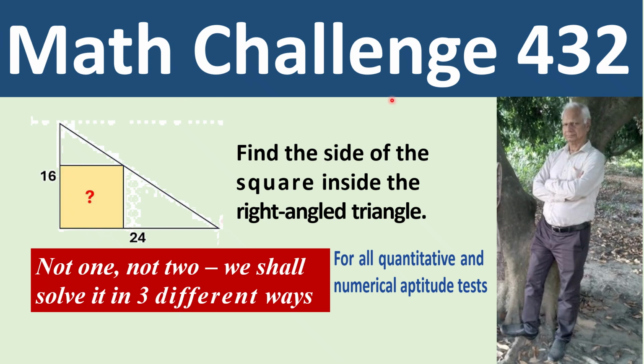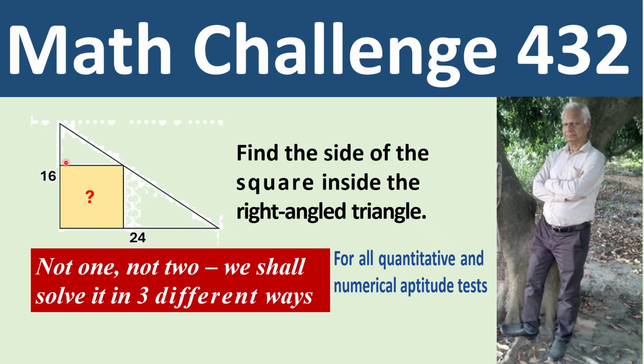In Math Challenge 432, we are given a square inside a right angle triangle. Two of the sides of the triangle are 16 and 24, and we have to find the length of each side of the square.